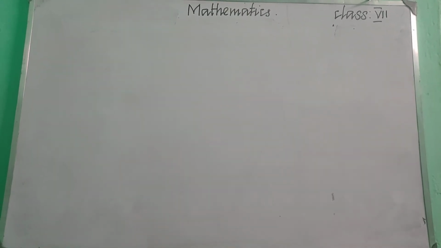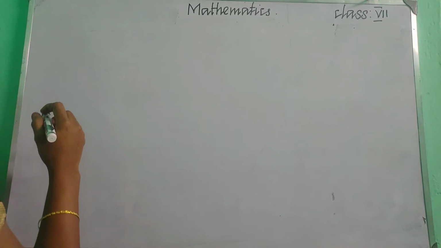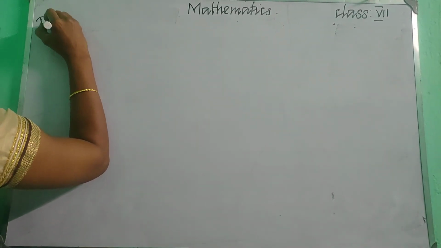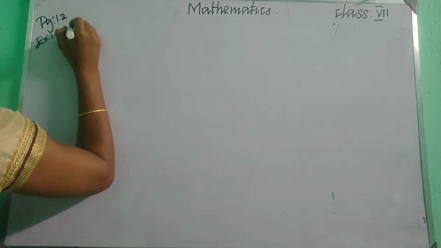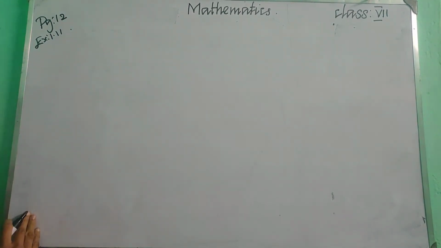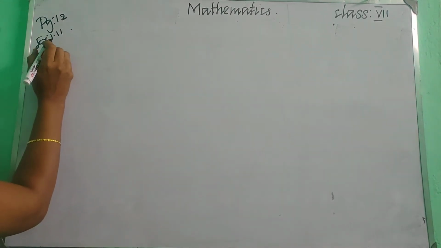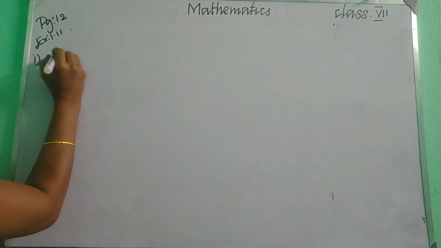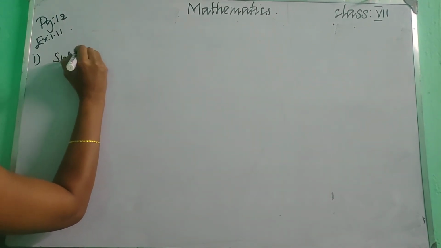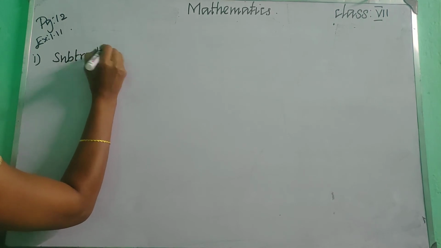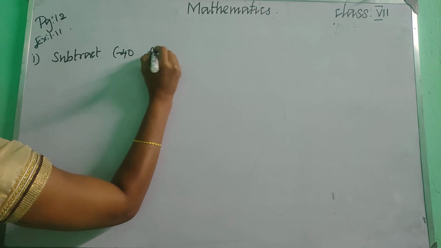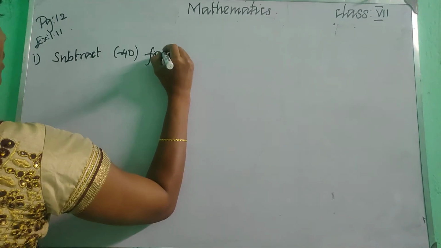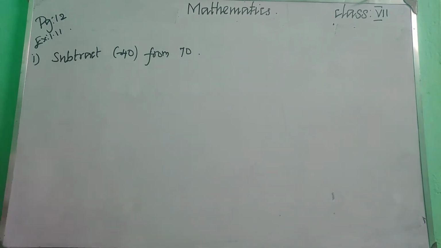So the next is example 1.11, on page number 12. Children, take page number 12 and see example 1.11. The first one: subtract minus 40 from 70.